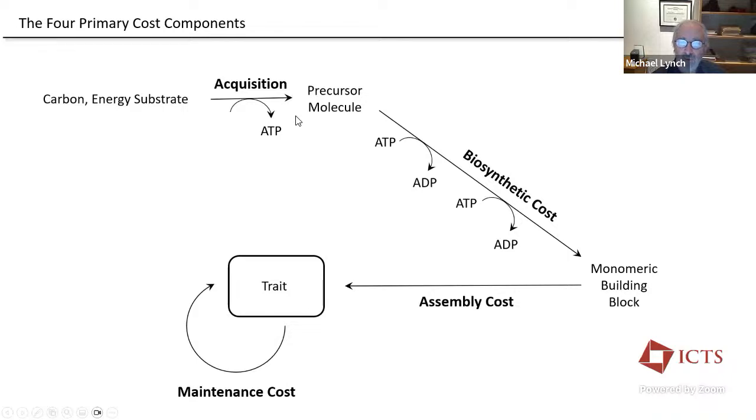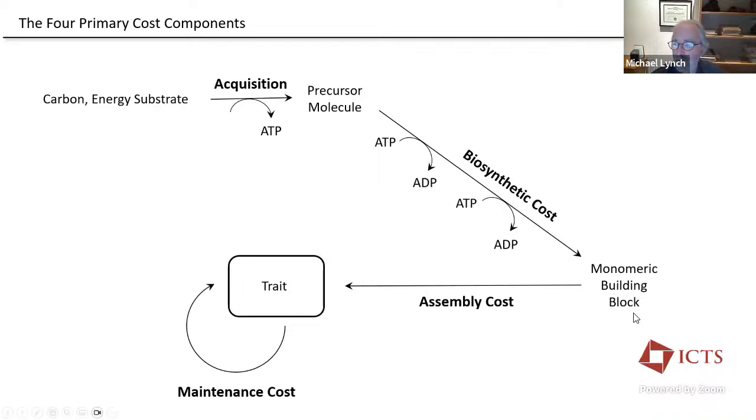From those nutrients that we get, say glucose, those are broken down into what we call precursor molecules. I'll give you examples of those. And then those precursor molecules are modified subsequently to give the various monomeric building blocks inside cells, and that consumes ATP. By monomeric building blocks, I'm referring to things like the various amino acids, the four different nucleotides or ribonucleotides, and various lipids. Those are the basic building bricks upon which cells are built.